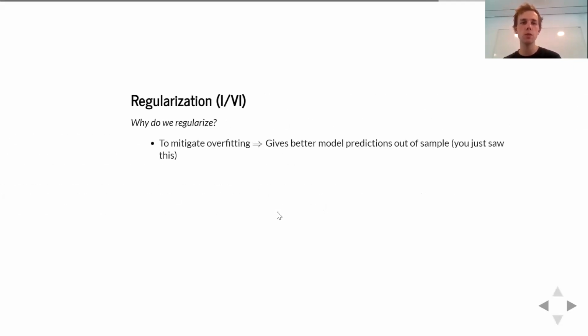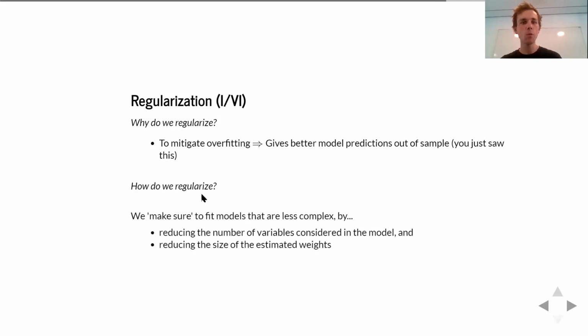So why do we regularize? We do that to mitigate overfitting. That will generally give us better model predictions out of sample, but as we saw in the previous video, it will not give us better predictions in sample. But it's the out of sample predictions that we are interested in, and these are the predictions that we need to make with as high accuracy as possible. And how do we then regularize? We do that by doing the two things that I just mentioned. We make sure to fit models that are not too complex by both reducing the number of variables considered and reducing the size of the estimated weights.